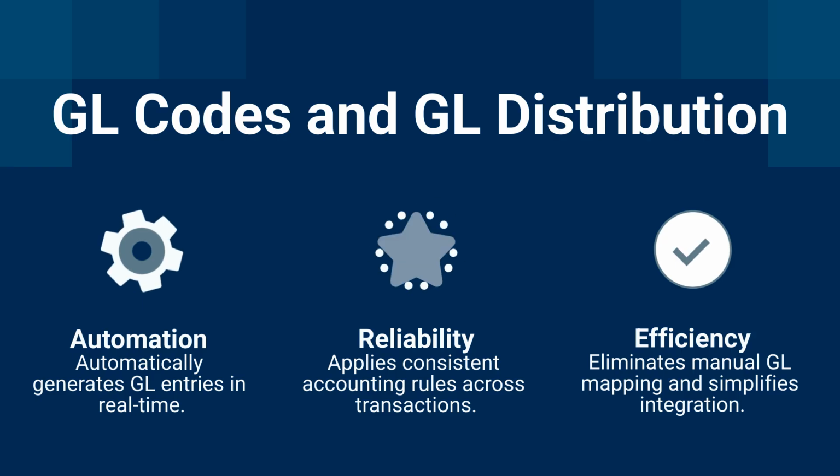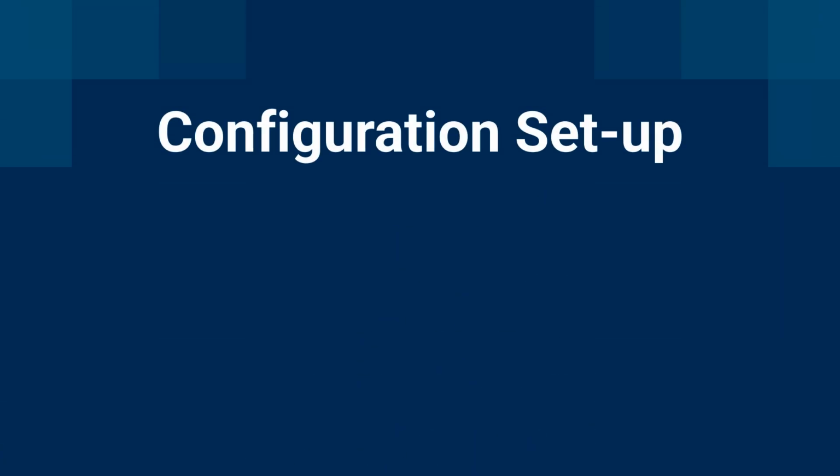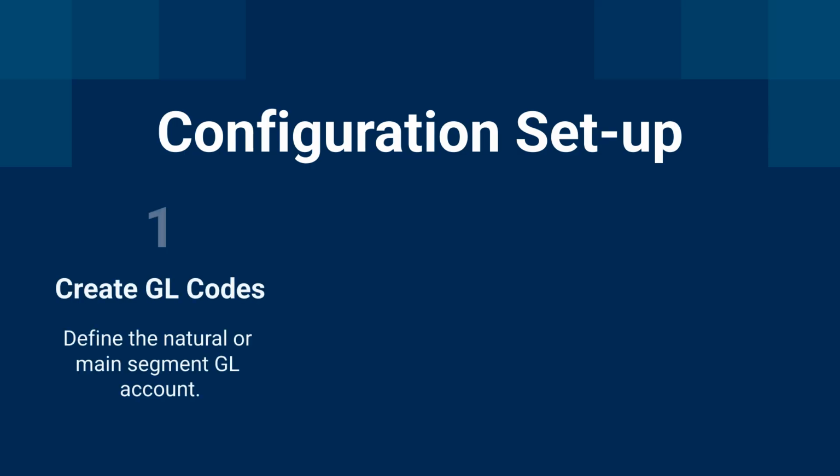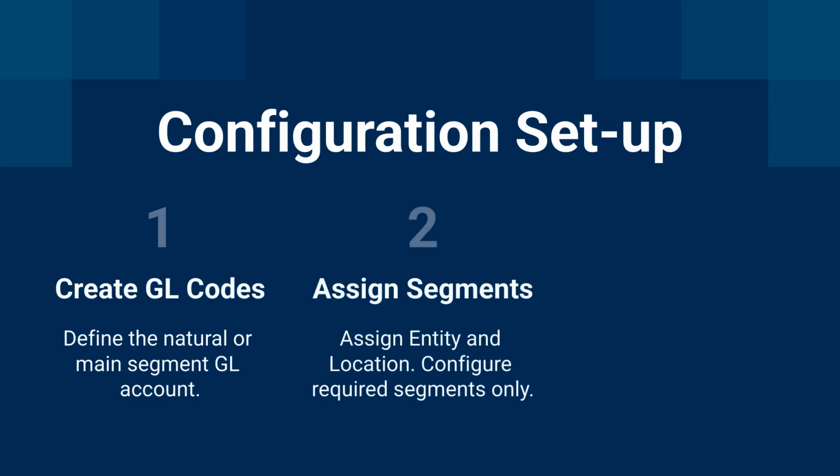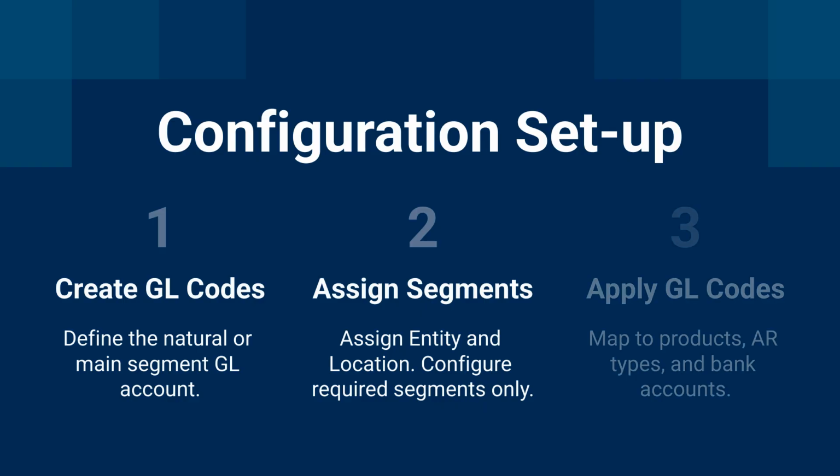Because GL distribution runs in real time, it can be set up at any point and is not required for AR Go Live. GL distribution setup starts by creating GL codes, which define the natural or main segment of your GL account. Next, assign entity and location codes, configuring only the segments relevant to your accounts. Finally, link GL codes to products and AR transaction types, so AR activity is automatically and accurately translated into GL-ready entries. Let's take a look.